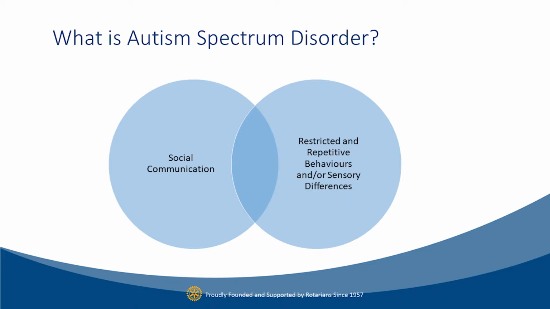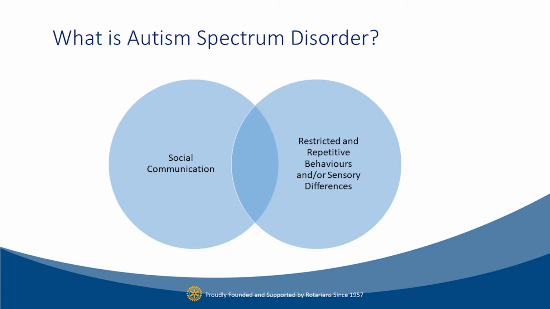Restricted and repetitive behaviors can include insistence on sameness, fixations on specific topics of interest, rigid thinking, stereotyped or repetitive motor movements, and using objects or speech in a repetitive way. Sensory differences can include the interest or avoidance of different sensory experiences, such as sound, smell, touch, or taste.